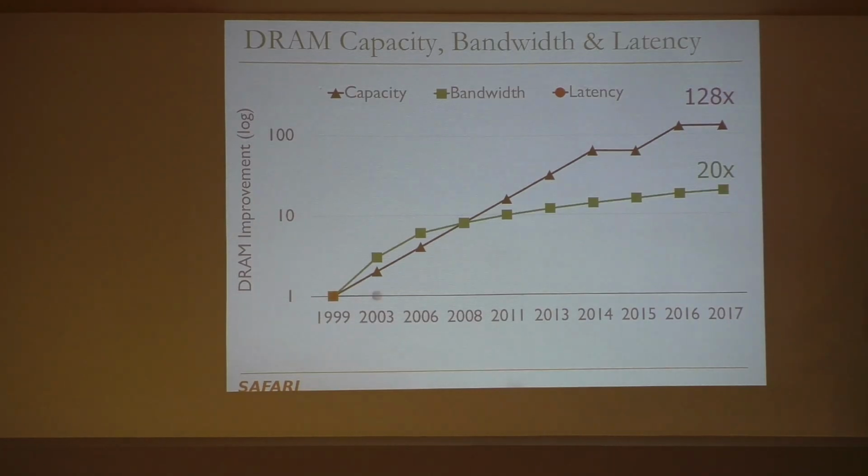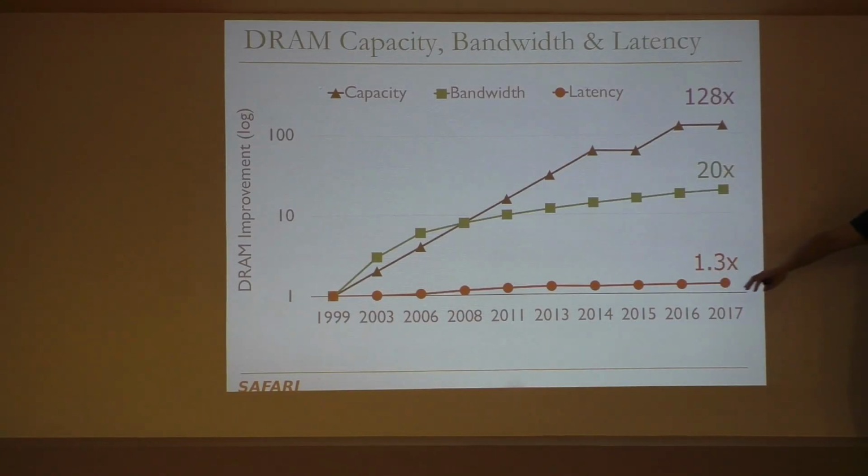Which is good. I think it should have been 5x, but this is what we have. 30%. So latency has reduced only 30% in commodity DRAM technologies, which is, I think, a big problem. That's why I think we should do a lot of work on memory latency. I'll briefly talk about it depending on how much time we have today. But we should be focusing a lot more on latency.